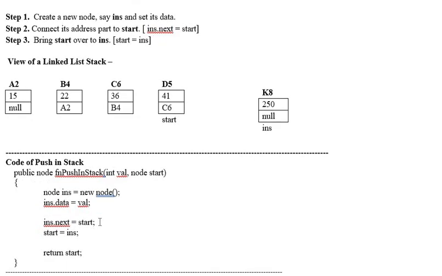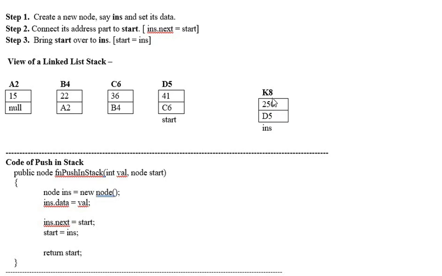Well, the code says that ins data gets the value which is val. Just ins has got its memory allocation done. Some internal memory has been allocated to ins. Now ins's next part is given whatever start is. This is what is meant by putting start's value in ins's next.